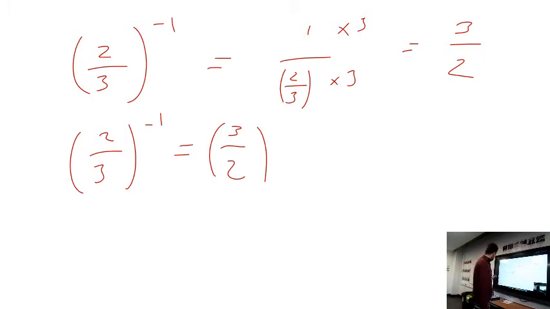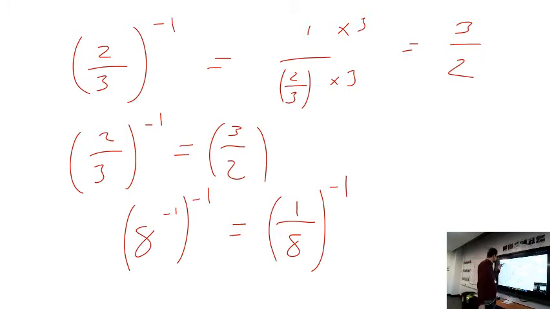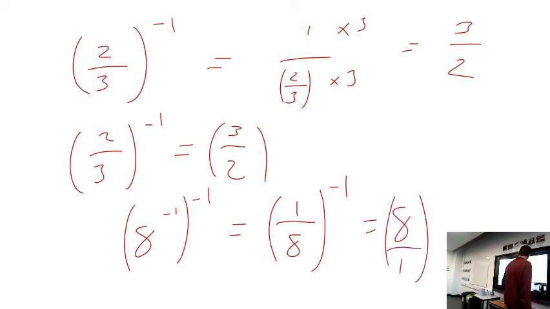Also, what else do we notice? So here we had 8 raised to negative 1, and we're going to raise this to negative 1. So if we simplify this, 8 raised to negative 1 is the same as 1 over 8, raised to negative 1, okay? And here, from this rule, we can switch the numerator and denominator. So this is the same as 8 over 1. Switch the numerator and denominator.